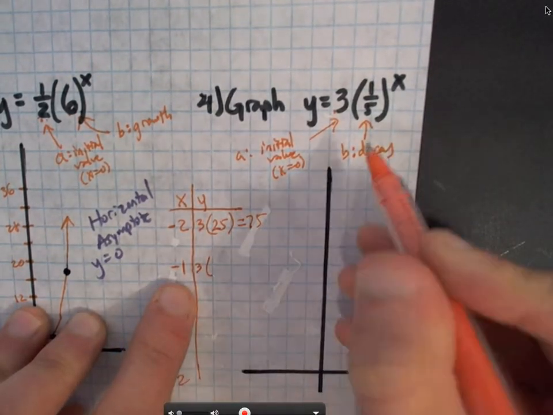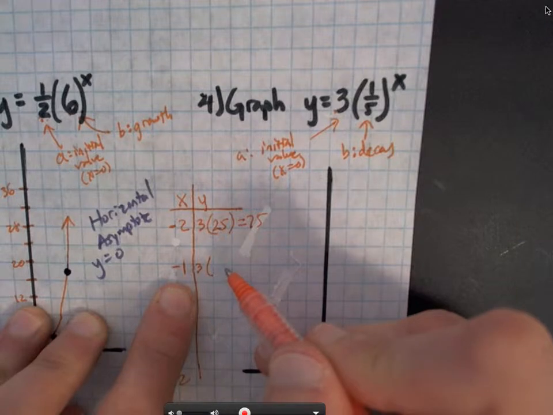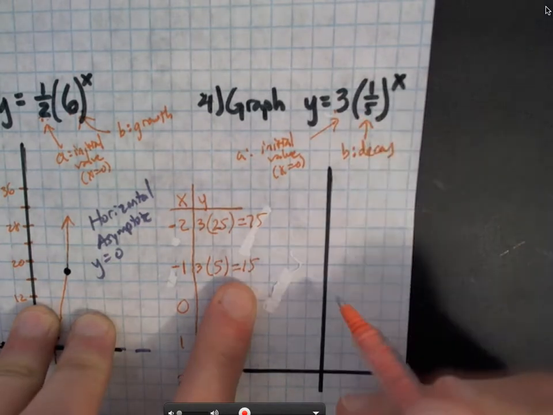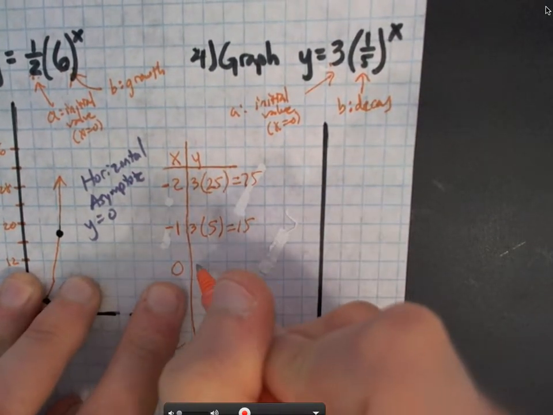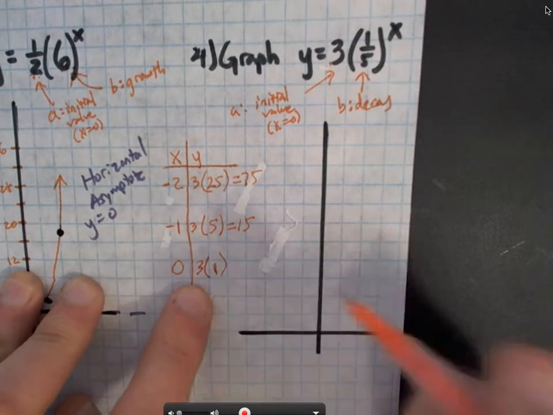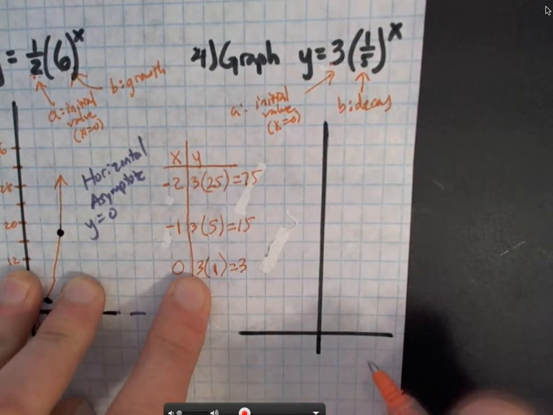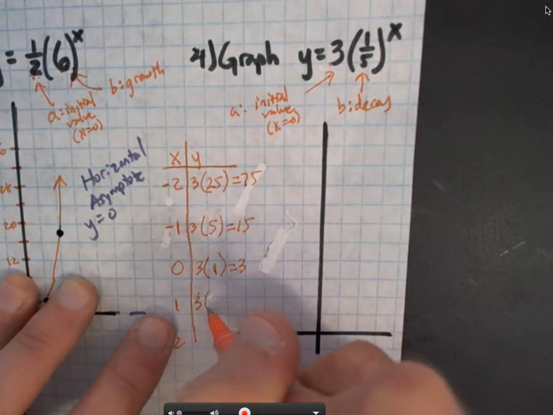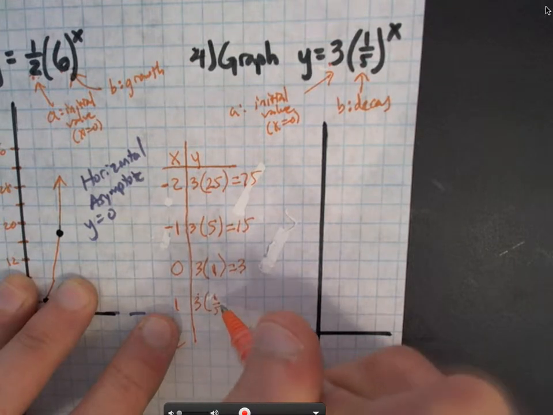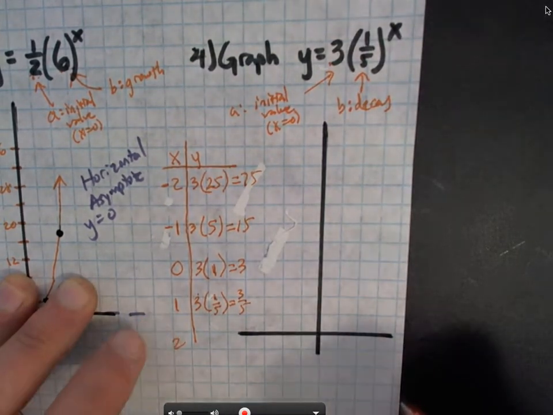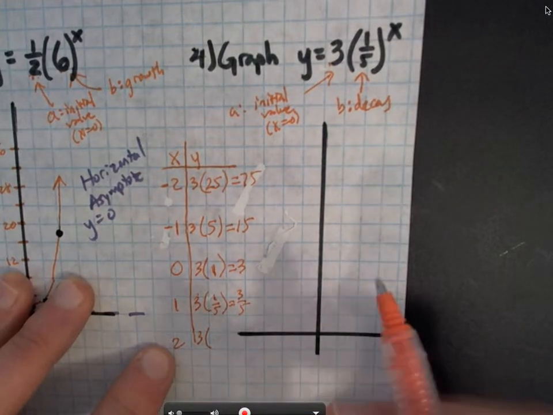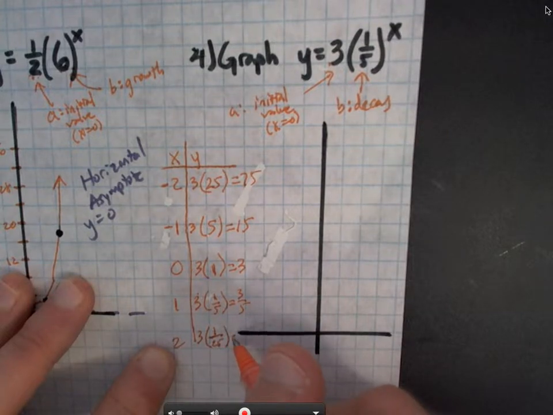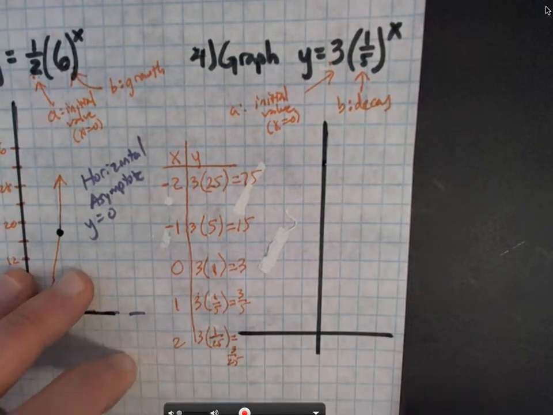Okay? 3 times 1/5 to the -1. We already calculated that; that was 5. So that's going to give us 15. Basically, whatever output we had last time, we're multiplying by 3 because a equals 3. Okay, 0. Anything to the 0th power is just 1. So we're multiplying 1 times 3. Our output is 3. All right, 1. 3 times 1/5 to the 1, which is 1/5. So we're going to get 3/5. Finally, we have 3 times 1 over 25, which is 3 over 25.